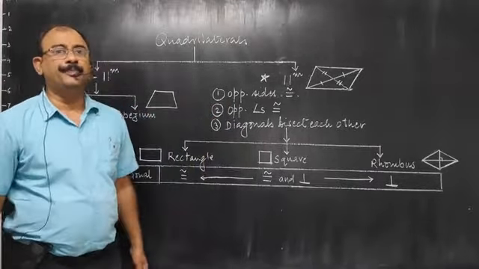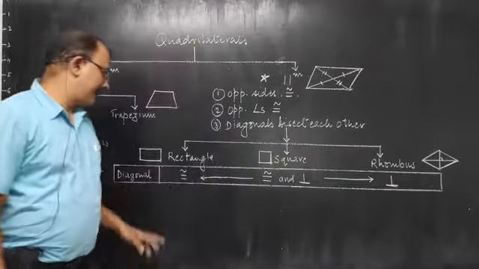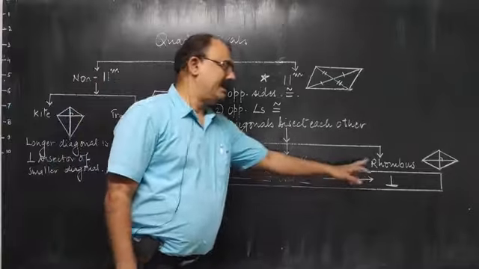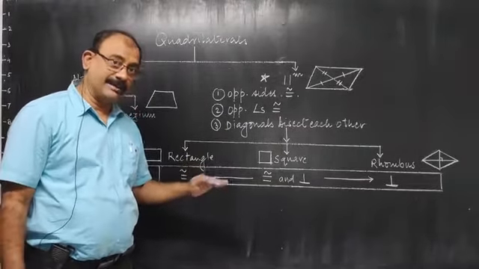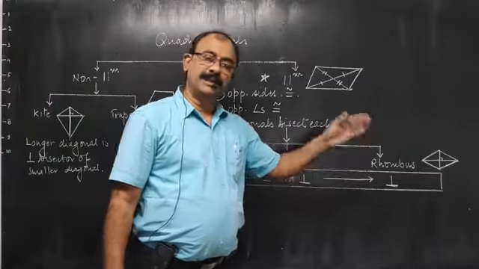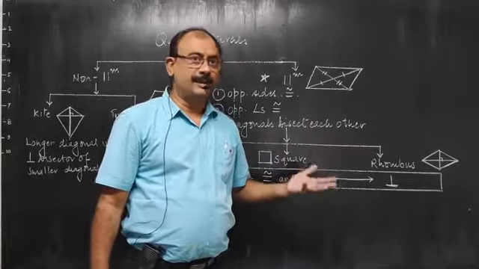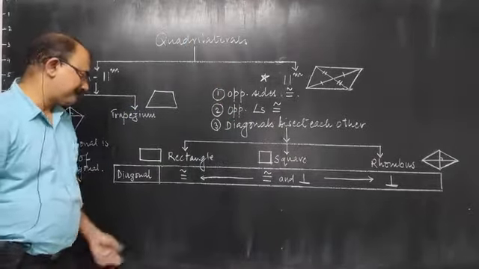Okay, now the parallelograms are further divided into three types: rectangle, square and rhombus. A rectangle, it is a parallelogram. Square, it is a parallelogram. Rhombus, it is also a parallelogram. Opposite sides are parallel in all these three quadrilaterals also.